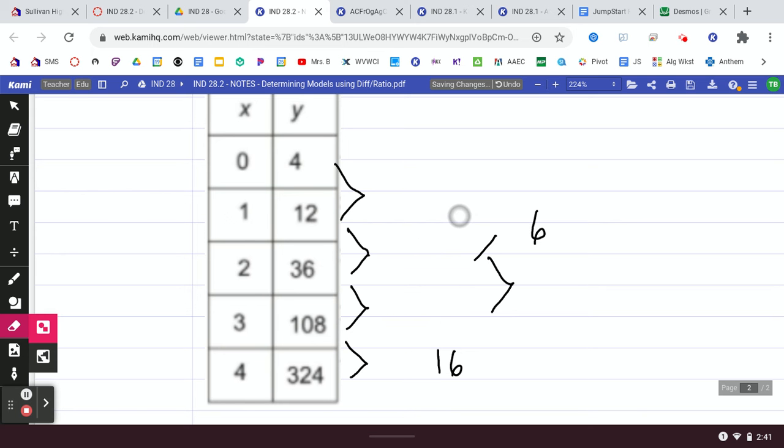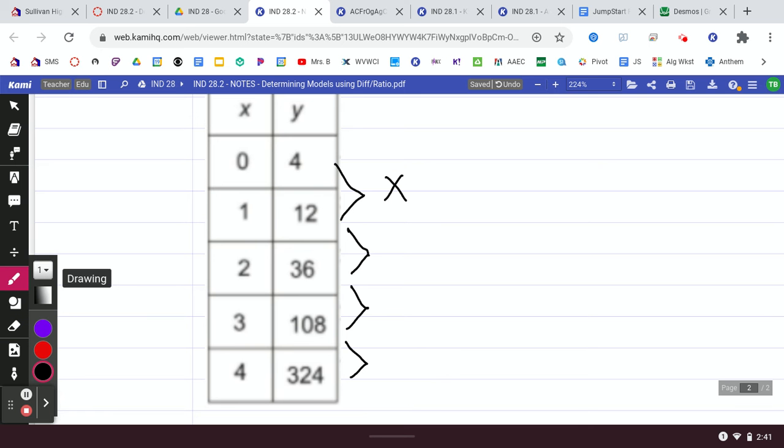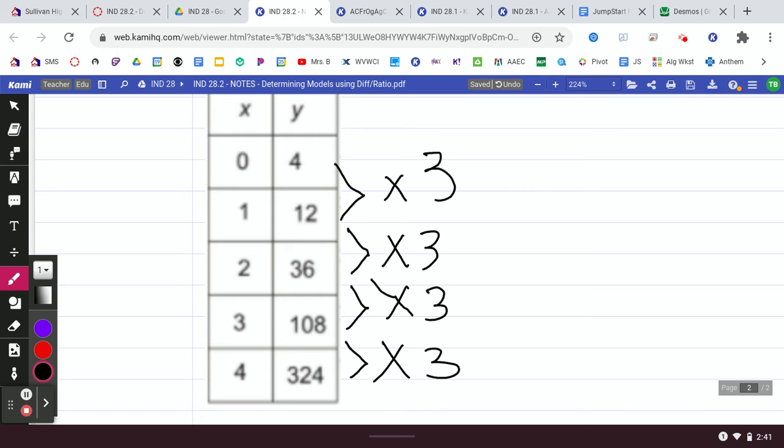How do we find it? So very, very easy. I'm getting bigger, so it means multiplication, right? My numbers are getting bigger, so I know it's going to be multiply. What times 4 gives me 12? And then check it all the way down. Does 12 times 3 equal 36? Whoops. Times 3 equal 108? Yep. Times 3 equal 324. There's your multiplier. It's a ratio, which means it's exponential.